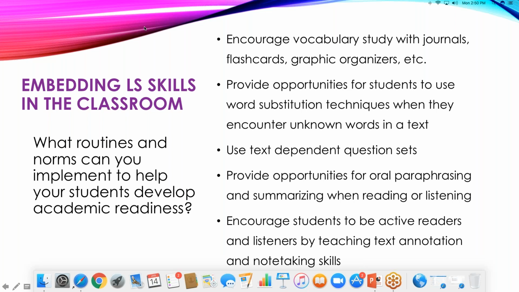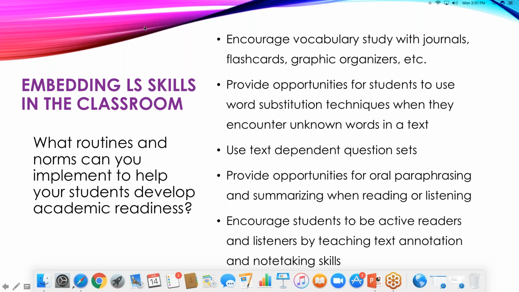Using text-dependent question sets that really have students going back to the text to answer them, building from main idea through details to inference and prediction type questions, questions that also focus on the language and vocabulary in a text. Providing opportunities for oral paraphrasing and summarizing when reading or listening. And encourage students to be active readers and listeners by teaching text annotation and note-taking skills.